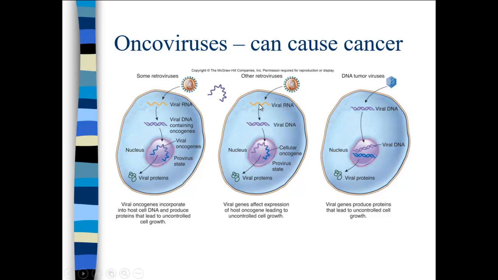replicate out of control. Other retroviruses here will initiate a cellular oncogene in a provirus state, and the cellular oncogene, once it's turned on by the viral DNA, will initiate undifferentiated cell growth, and the cell will start to form a tumor. DNA tumor viruses, rather than retroviruses, are incorporating DNA, and this viral DNA will incorporate into the host cell genome, create viral proteins, again causing the cell to grow out of control, leading to the formation of tumors.